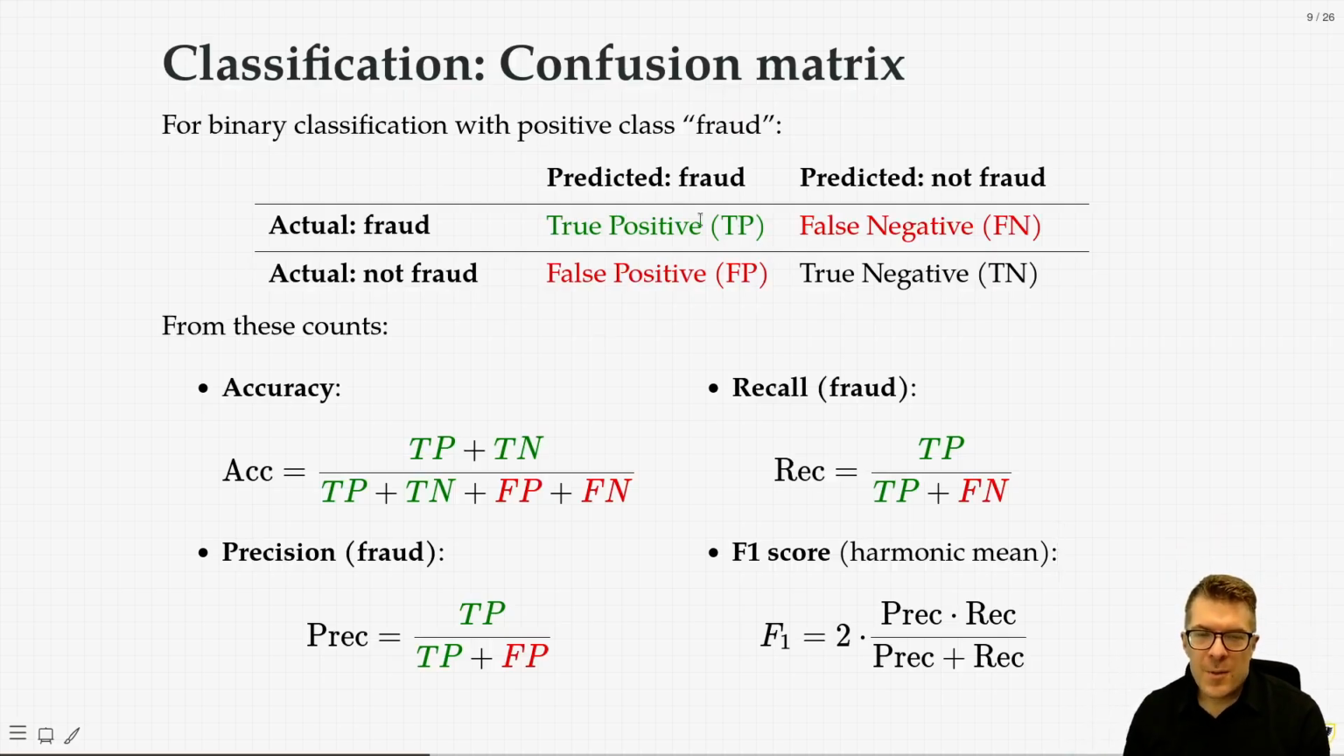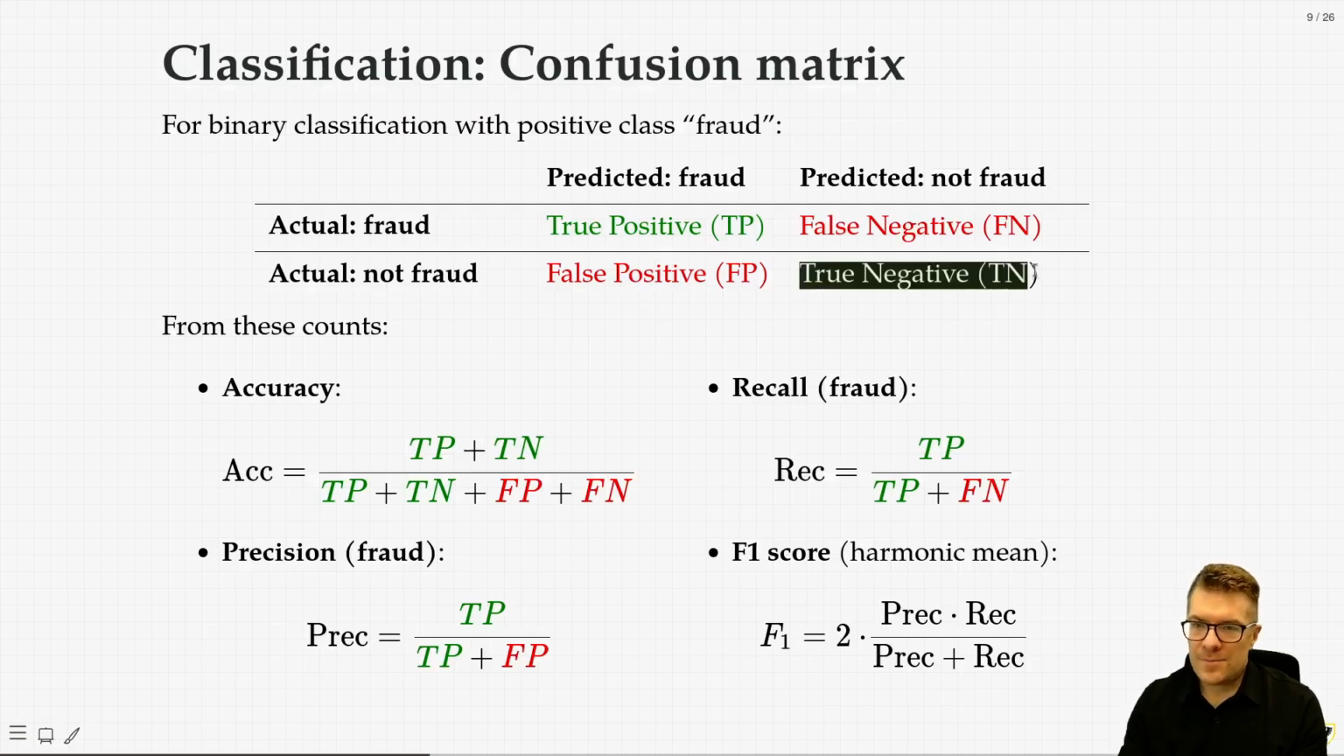So what this element over here is saying is this is the number of instances in our test set in which these are actually instances of fraud. So these are positive cases of fraud, and the model has correctly identified these instances as being instances of fraud. So in other words, this is a true positive. It's been classified as a positive, and it truly is a positive. That's where the name comes from.